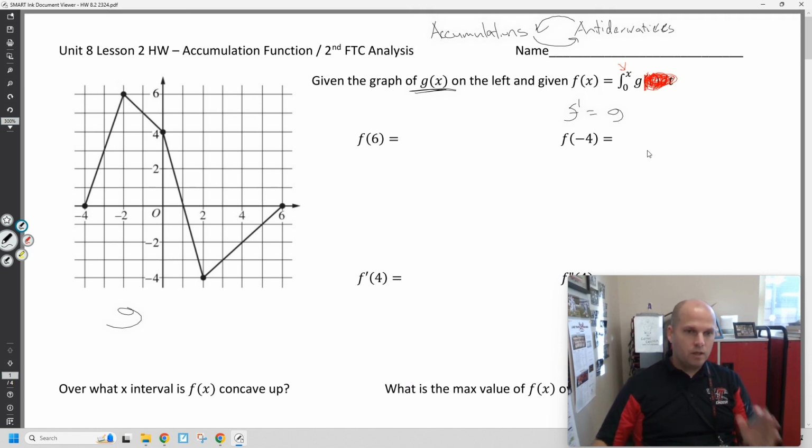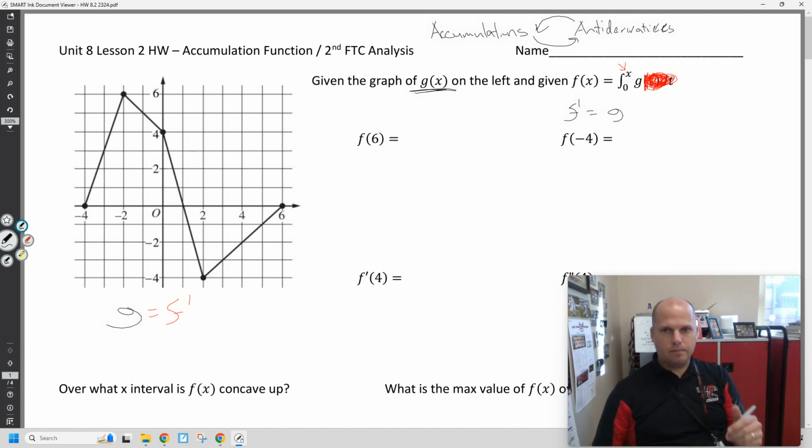All right, cool. Now that we got settled, we understand that this graph, the graph of g, is actually the graph of a derivative. It's the graph of the derivative of f. F prime equals g. Okay? So keep that in mind. We're going to use it later.